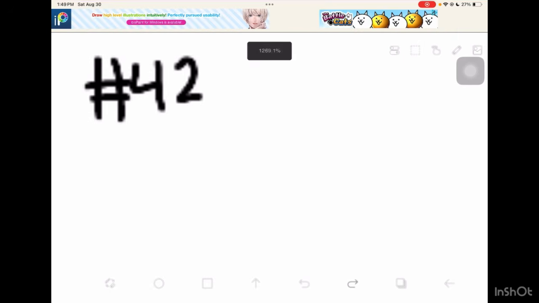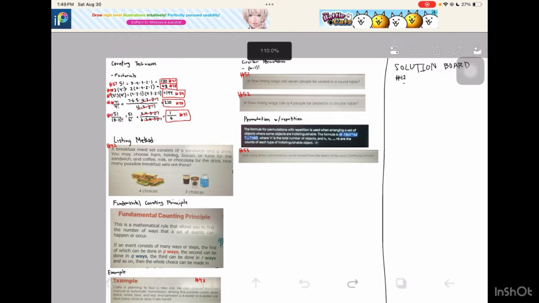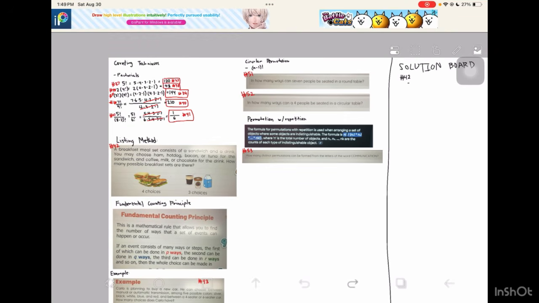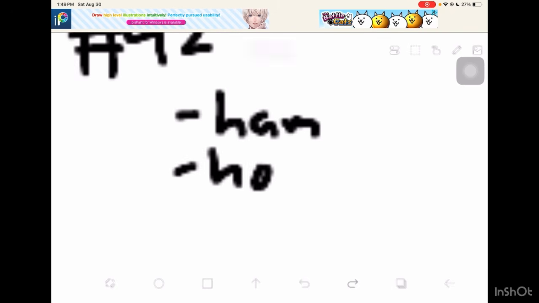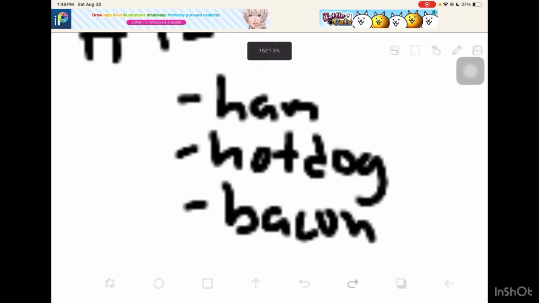So we have our options. This is called the listing method, and it's a visual representation. So we choose ham, hot dog, bacon, or tuna.